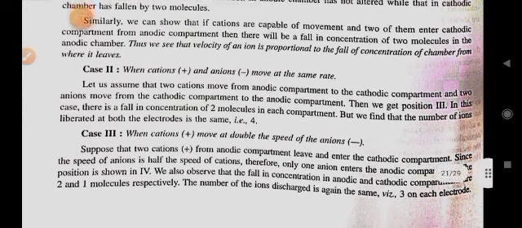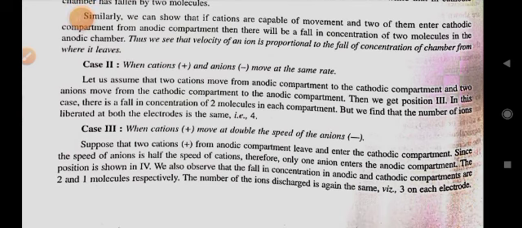Similarly, we can show that if cations are capable of movement and two of them enter the cathodic compartment from the anodic compartment, then there will be a fall in concentration of two molecules in the anodic chamber. Thus, we see that the velocity of an ion is proportional to the fall of concentration in the chamber from where it leaves. Case 2, when cations and anions move at the same rate.